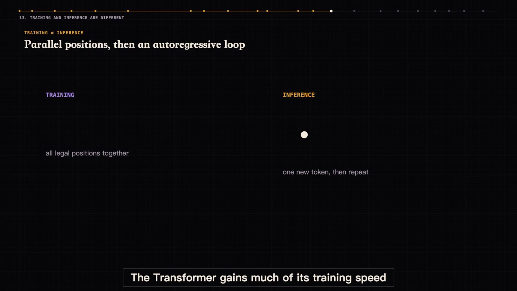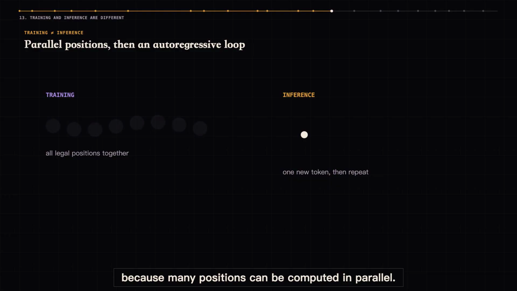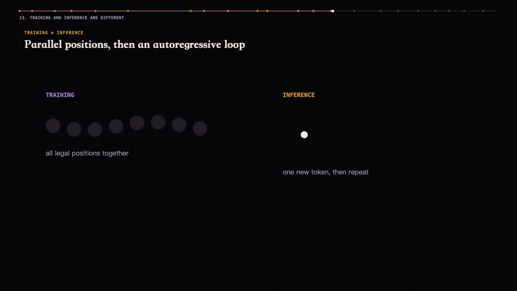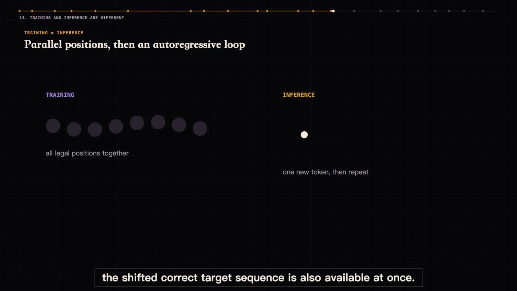The transformer gains much of its training speed because many positions can be computed in parallel. On the source side, all encoder positions are available at once. On the target side during training, the shifted correct target sequence is also available at once. The causal mask prevents illegal information flow, while matrix operations compute all allowed target positions together.